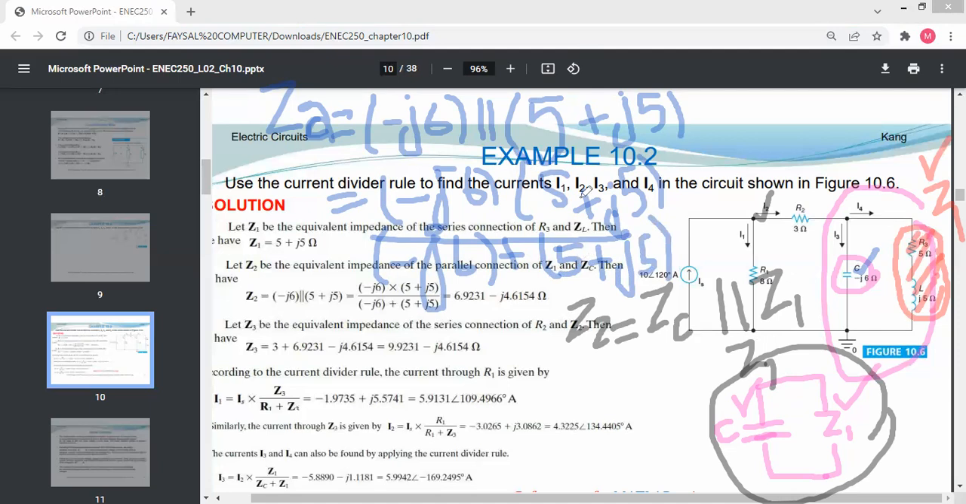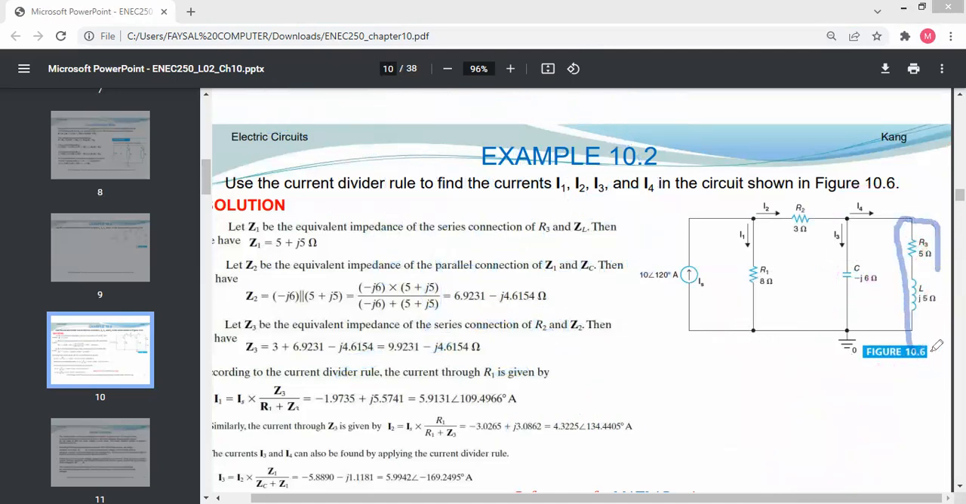So after the calculation, my value will be equal to 6.923. This is my real part, minus j with 4.6154. So this is the value of Z2. So where will be my value of Z2? I just have to erase it. Yes. So this value is my Z1. So this was my Z1.